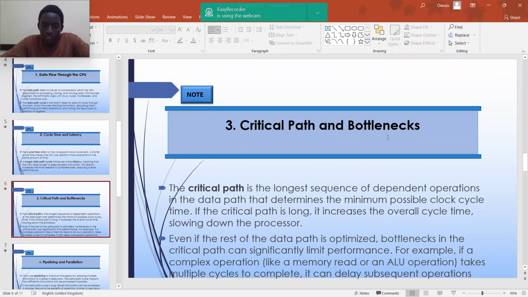Three. Critical path and bottlenecks. The critical path is the longest sequence of dependent operations in the data path that determines the minimum possible clock cycle time. If the critical path is long, it increases the overall cycle time, slowing down the processor.